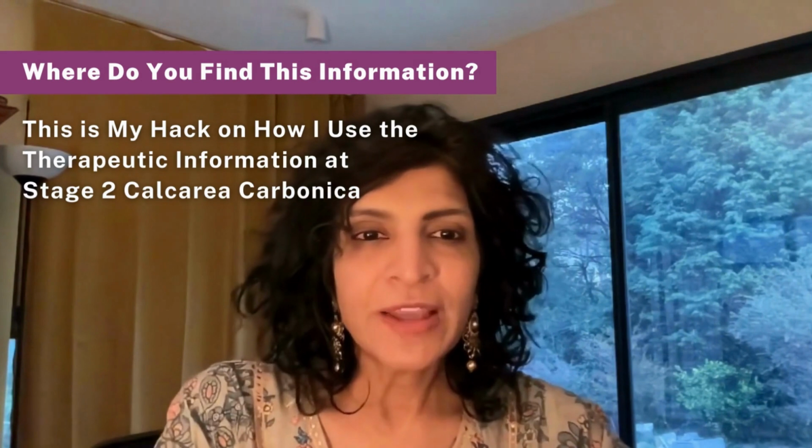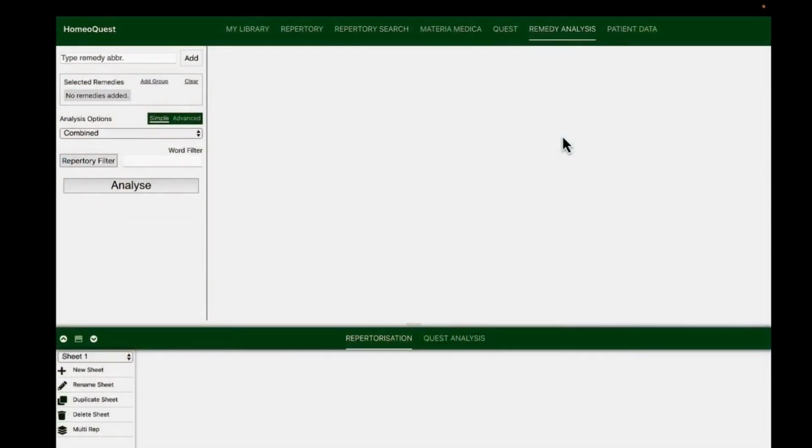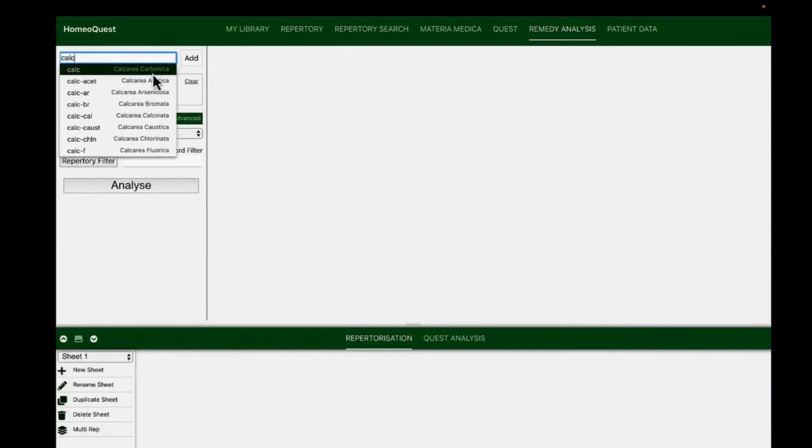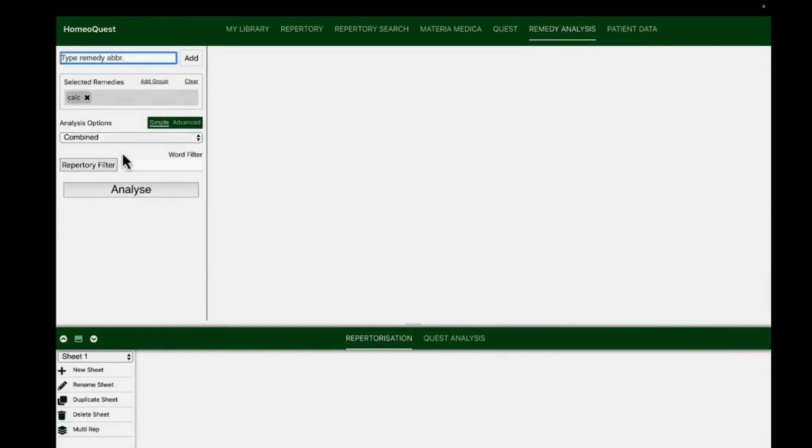All right. So I'll give you an example here. So I'll go to remedy comparison. Now, obviously, you can do this in any software. I'm using the HomeoQuest software to do this. And I'm going to choose Calc Carb. Okay. And what I'm going to do is I'm going to use the word filter to type in any form of therapeutic symptom, diagnostic symptom, specific symptom, regional symptom that I need information on Calc Carb for.